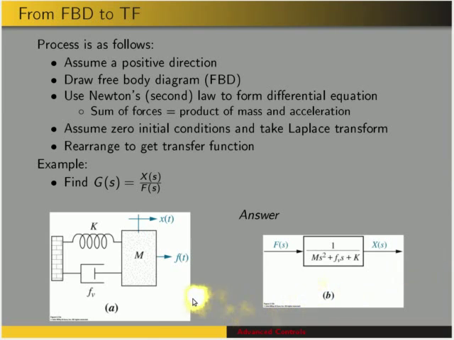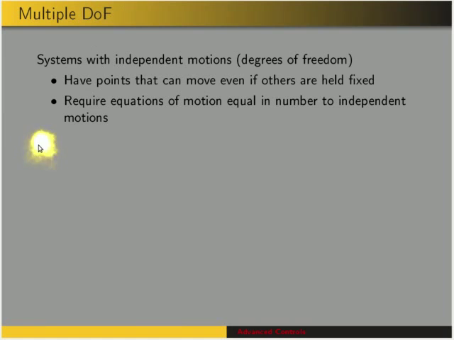In the book, it uses this f of v, which maybe I should adopt. C is more common, but if we're going to be using the figures out of the book, fv is what I have written as C, the damping coefficient. So that just walked through the steps here: positive direction, free body diagram, Newton's second law, Laplace transform, and rearranging to get the transfer function.